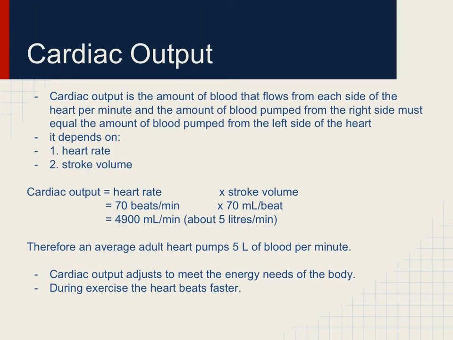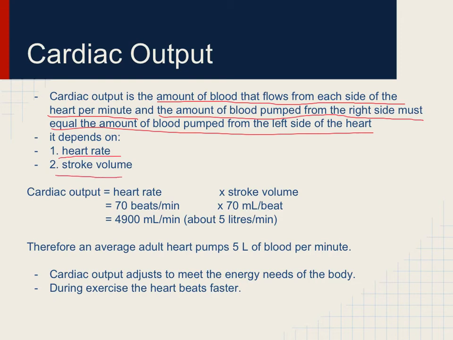Cardiac output. Cardiac output is the amount of blood that flows from each side of the heart per minute. And the amount of blood pumped from the right side is equal to the amount of blood pumped from the left side of the heart. It depends on two things: your heart rate and your stroke volume. So we can put this into a mathematical equation where our cardiac output equals heart rate times stroke volume.